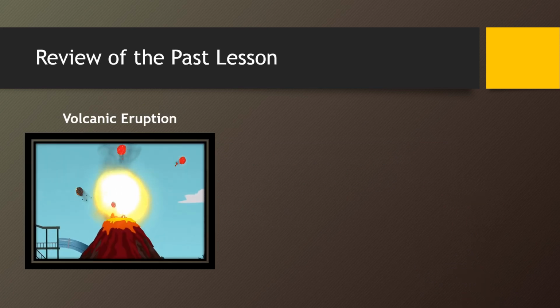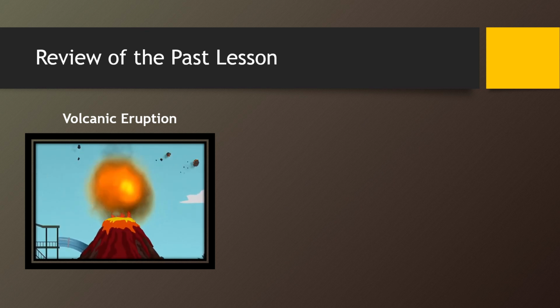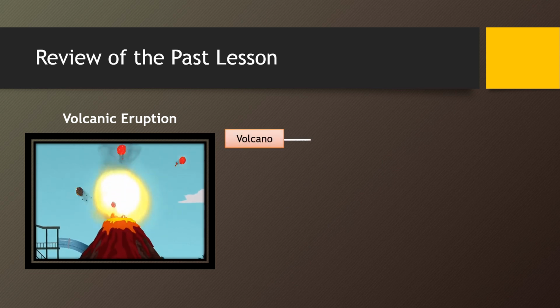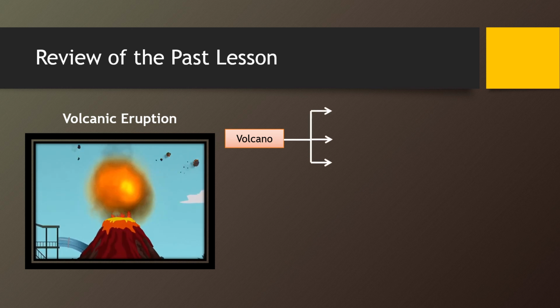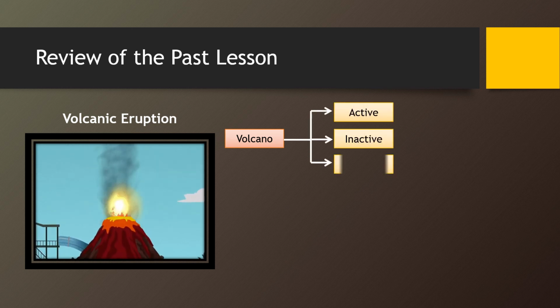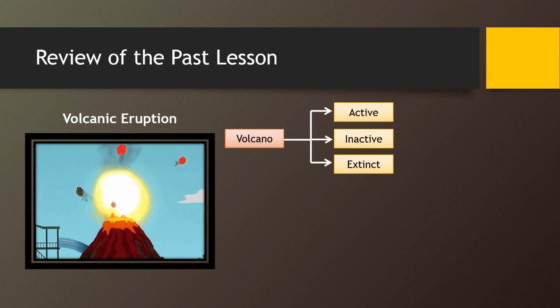Before we move on to our main lesson, let us first have a review of the past lesson. As you can see in the illustration, we have here the volcanic eruption. If we go back to what we discussed last time, volcanoes can be grouped into three ways depending on their records of volcanic eruption, and these are active, inactive, or extinct volcano.